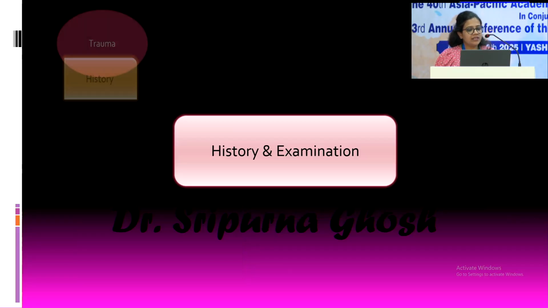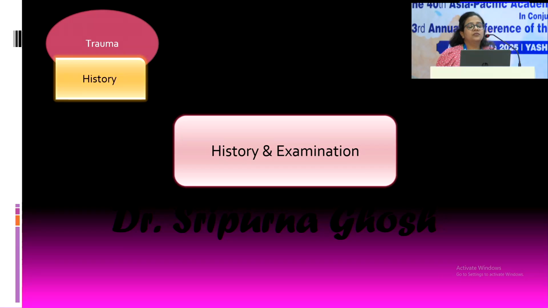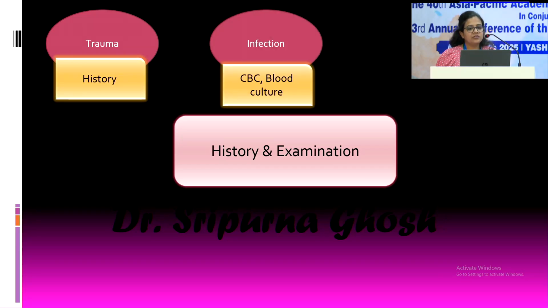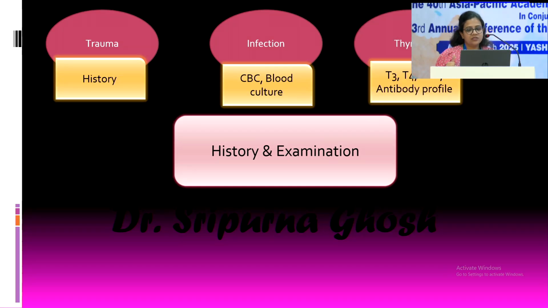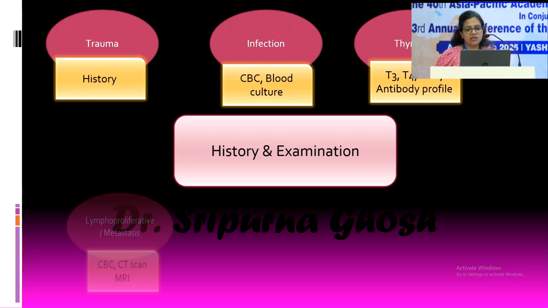Now, coming to history and examination, for trauma, we have to take a detailed history. There may be some incidents of trauma which may slip the mind of the patient. For infection, we should go for a blood culture and a CBC. But whenever we are thinking of an infection, we should always start with empirical therapy, not waiting for the culture or the imaging. For thyroid, we should do the thyroid profile.